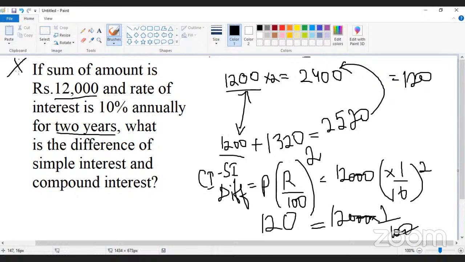So you don't get many direct questions with simple interest, compound interest. You might get these kinds of questions. Shall we do the next one? Yes, sir. Okay.